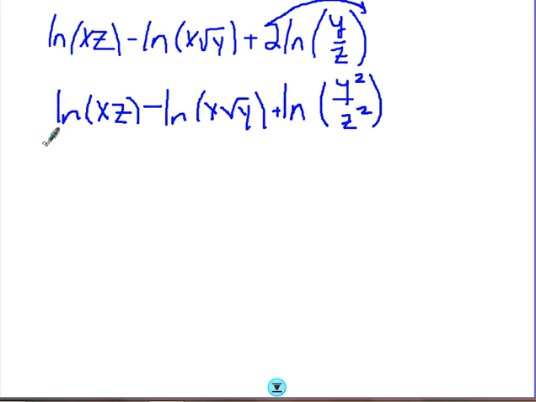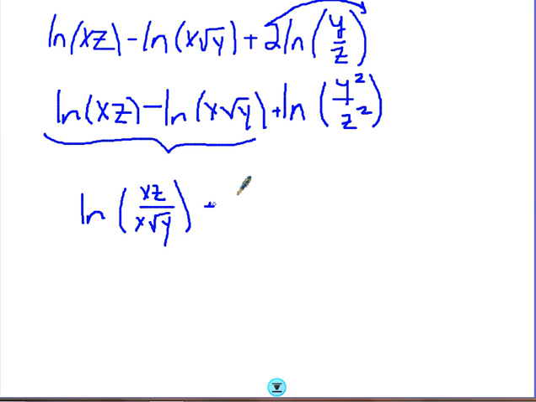Now, let's condense these. Remember, a subtraction is going to become a division. We're condensing it into one natural log of x times z over x times the square root of y, plus, I'm just going to bring this one down, plus the natural log of y squared z squared. All we're doing is condensing. Notice these are all multiplied. You've got an x divided by x, which is the same as 1. So basically, think of those as canceling out.